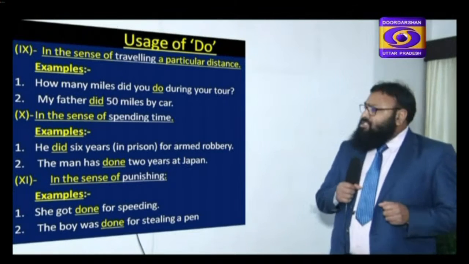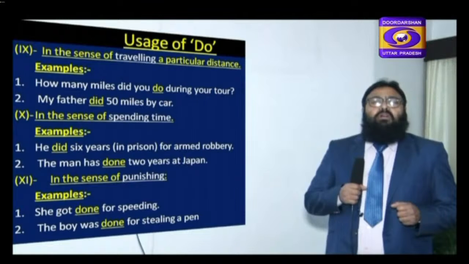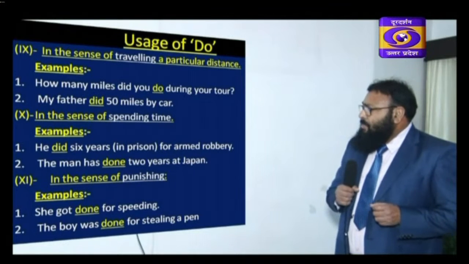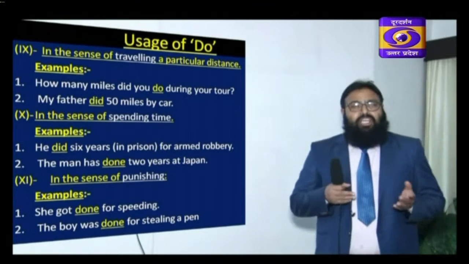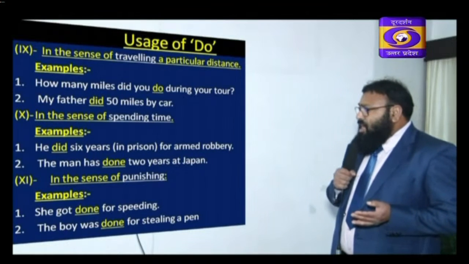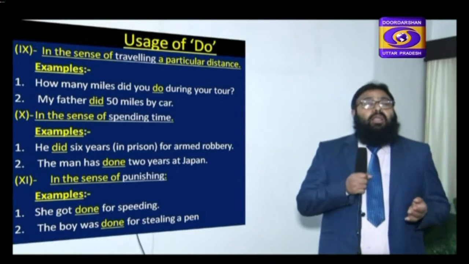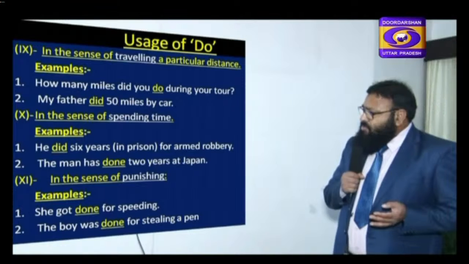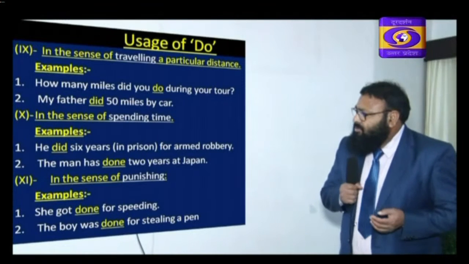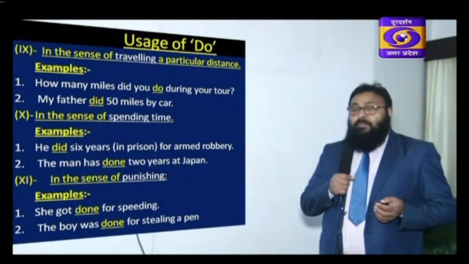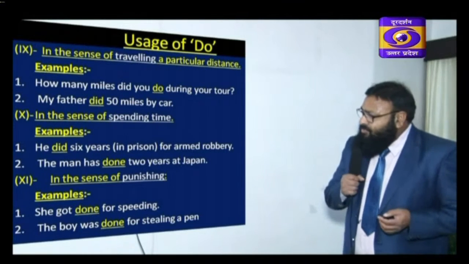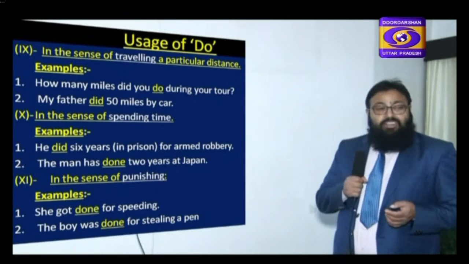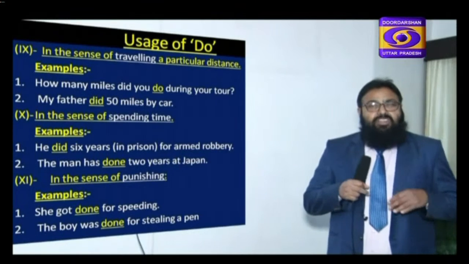Now, dear children, the ninth usage of do as a main verb is in the sense of traveling a particular distance. The examples are, how many miles did you do during your tour? Here do has been used in the sense of travel. How many miles did you travel during your tour? My father did 50 miles by car. That means my father traveled 50 miles by car. So both do and did have been used in the sense of traveling.